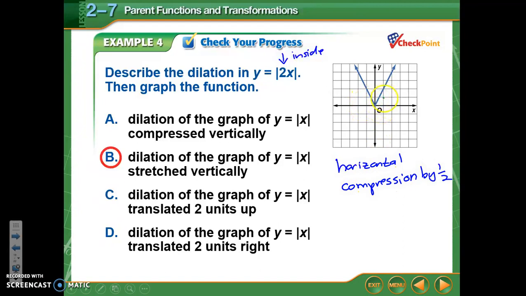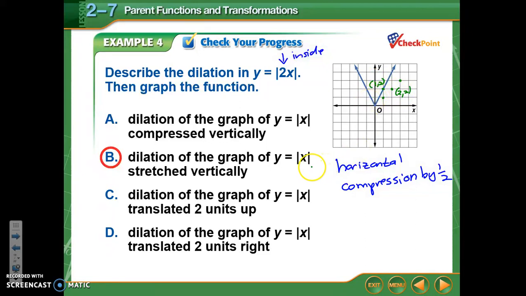So my parent graph would have gone through 1, 1, 2, 2, 3, 3, and so on. But instead, this point goes through 1/2, 1. So my x, instead of going to 1, only went to 1/2, and then it went up 1. If I look at the point 2, 2, that's my parent function point, the corresponding point after my dilation is 1, 2. So my x value got cut in half.